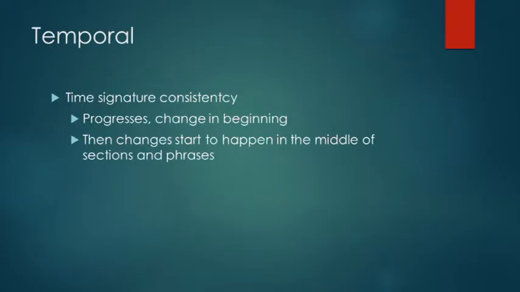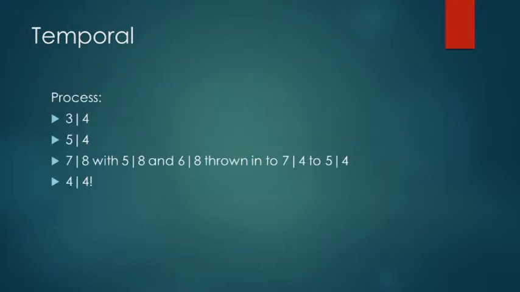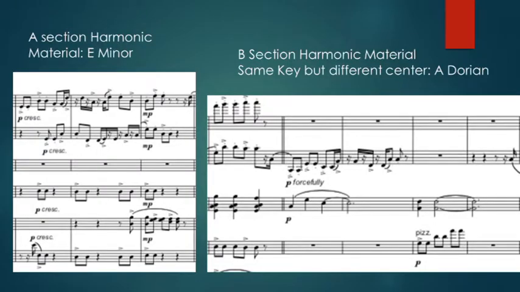The second element of the second process that we are going to talk about is the temporal elements. The time signatures are going to start to go through little changes that become big and escalate. We're going to start in 3-4, both the A and the B section in 3-4. Move to 5-4 for the C section.